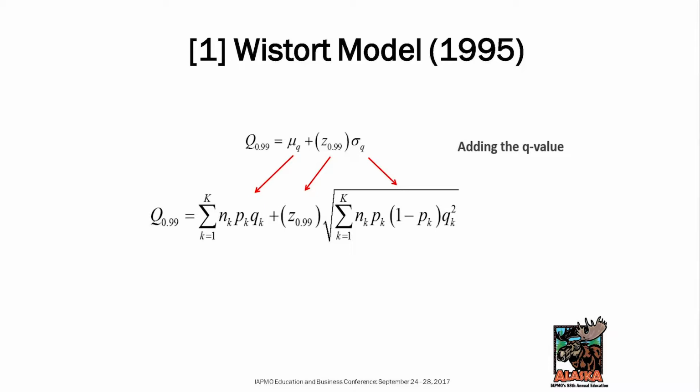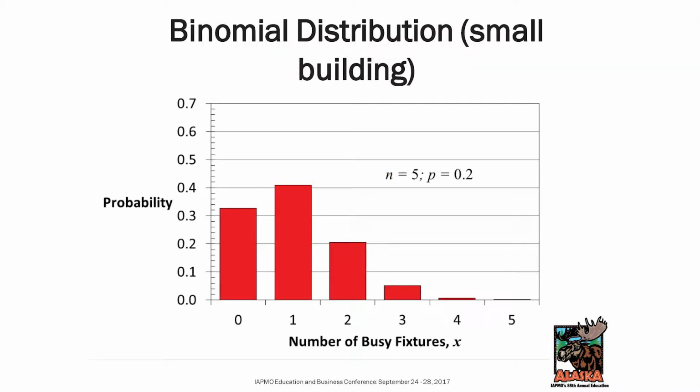This model did not work well when we applied it to a single-family residence, to a dwelling. The predicted outcome was way too low, and we had to figure out why. Why was the predicted outcome way too low when we applied this model to a single-family dwelling? We had to look at what was going on in a single-family dwelling that was different than in large buildings.